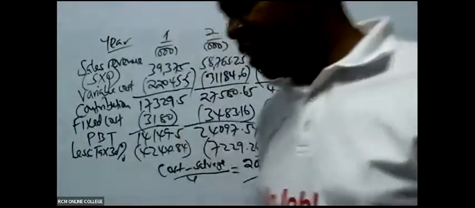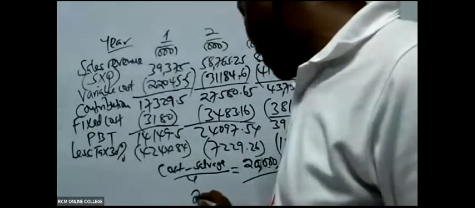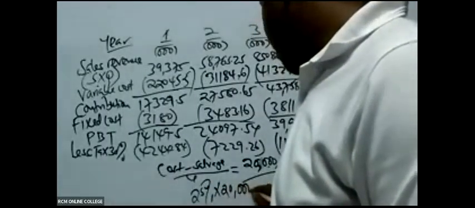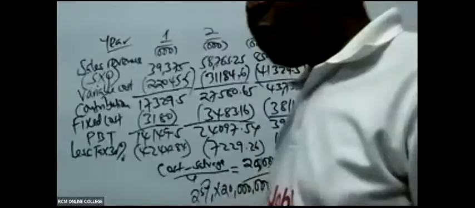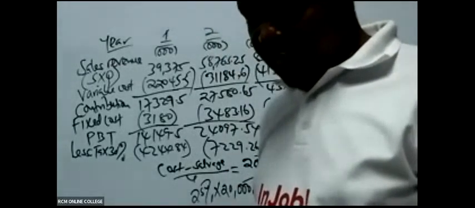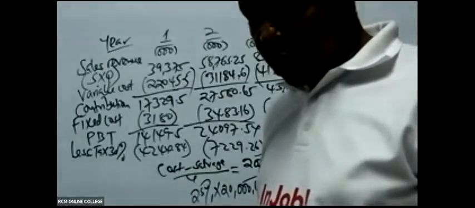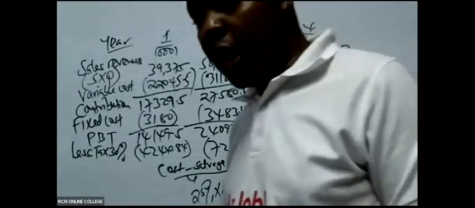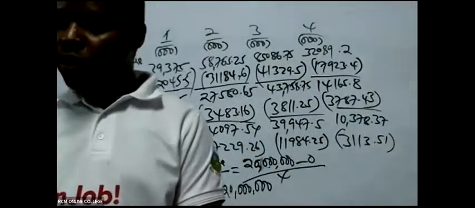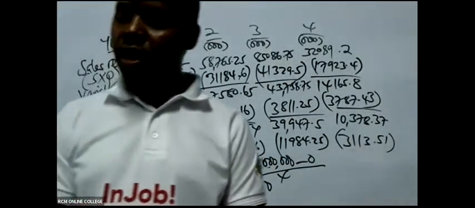Is that correct? Can you take 25% of 20 million? What are you getting? 25% of 20 million. You will get the same figure. So are we together there? 5 million.